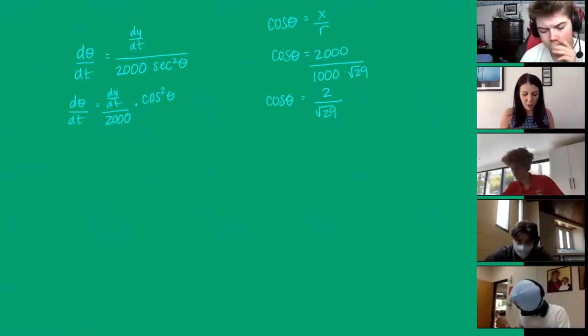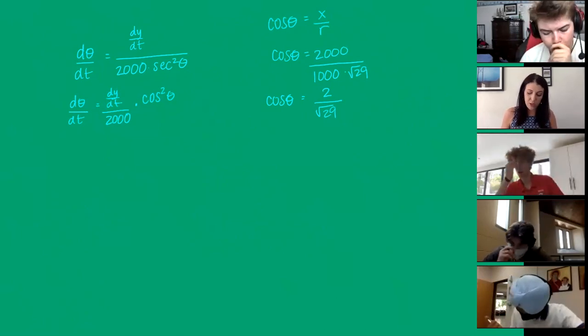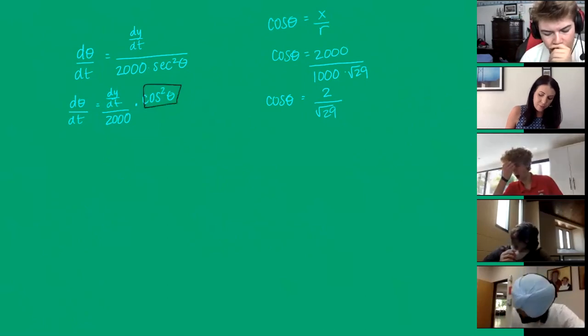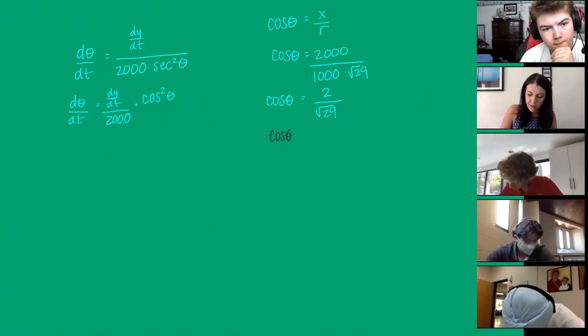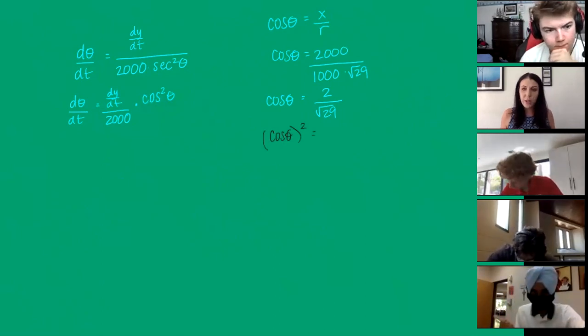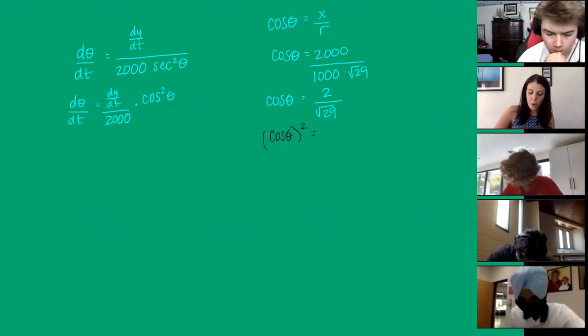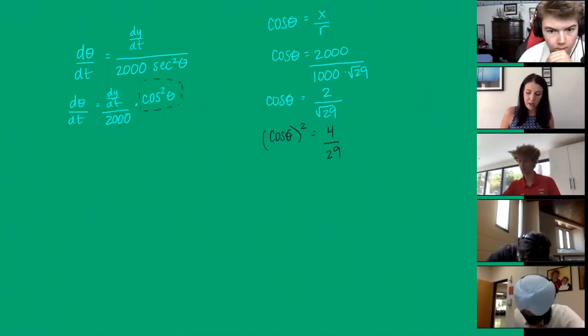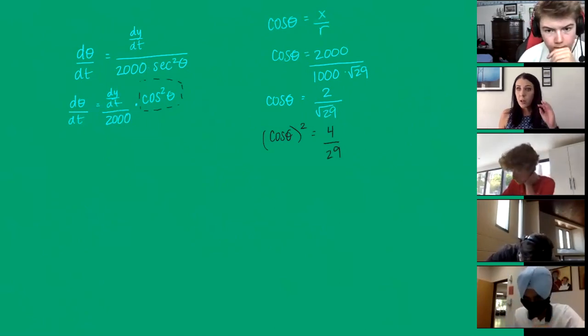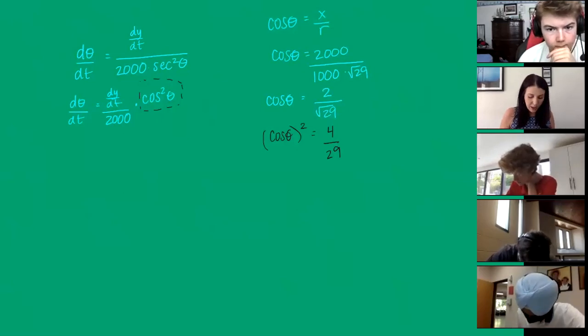Now, as part of my equation, I don't need cosine theta. I need cosine squared theta. But that just means I'm squaring this value. So cosine of theta squared just means I'm squaring both sides of that. So I would get 4 over 29, and that's going to go in for cosine squared theta. Okay, go ahead and plug in the rest of your information, see what you get.